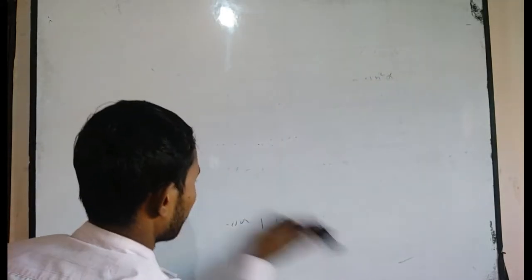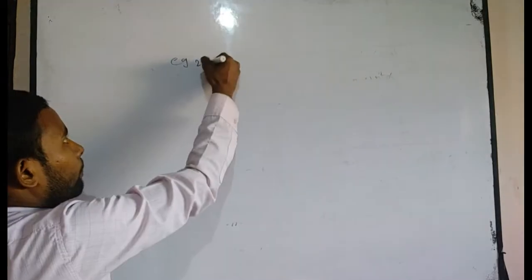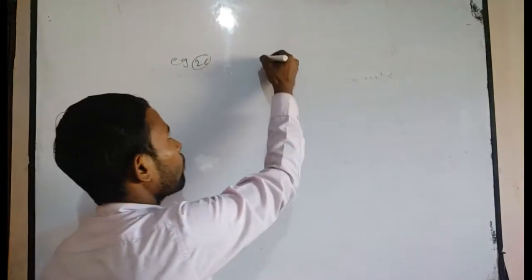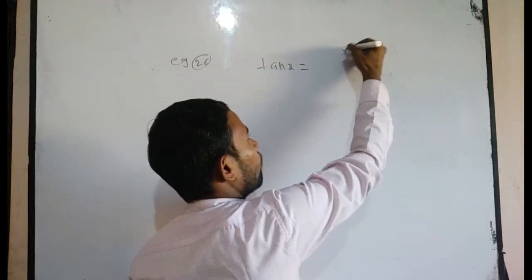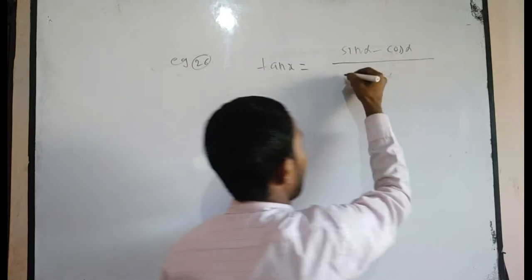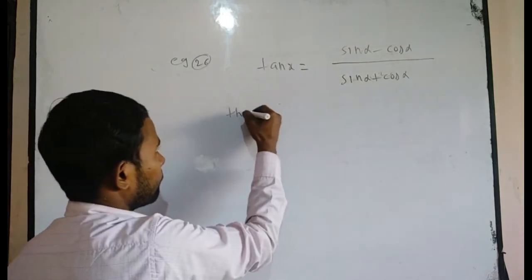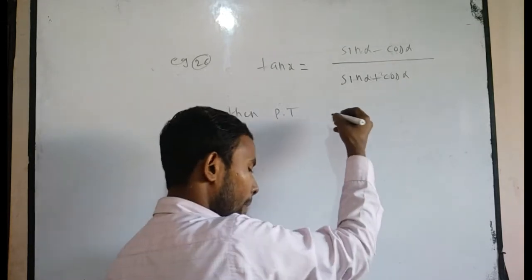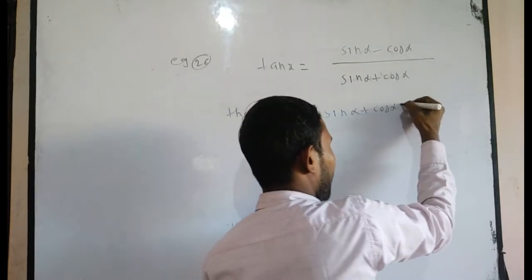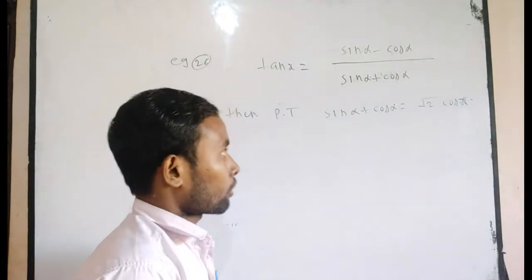Now we take the next example, that will be 26. In 26, it is given that tan x is equal to sin alpha minus cos alpha divided by sin alpha plus cos alpha. Then you have to prove that sin alpha plus cos alpha is equal to root 2 into cos x.